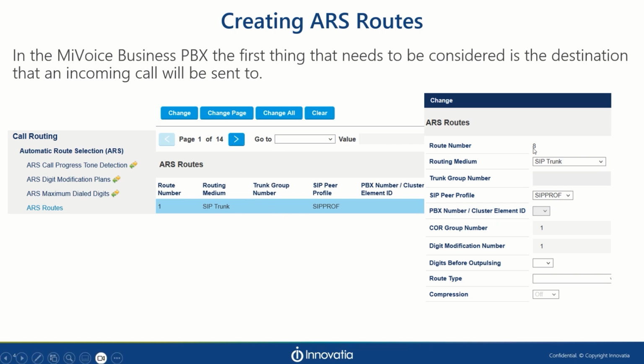Now, once you've selected your route number, then you can go ahead and configure the particular details that you need for this particular ARS route. And remember, the details that we're entering here are basically defining the destination that is going to be at the other side of this particular route.